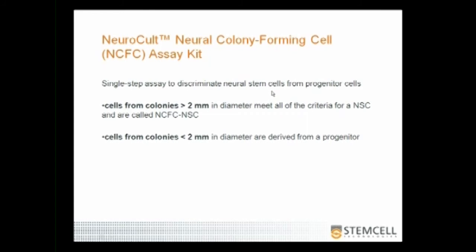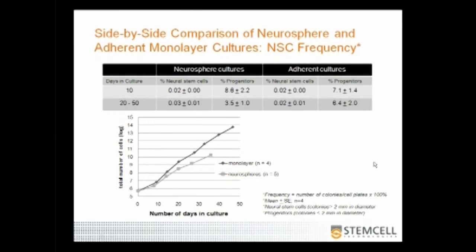We have validated that the cells from colonies greater than 2 millimeters in diameter meet all the functional criteria for a neural stem cell, and the cells from colonies smaller than 2 millimeters in diameter are derived from progenitors. The NCFC assay is a useful assay to enumerate neural stem cells and neural progenitor cells, and therefore we used it to compare the number of neural stem cells and neural progenitor cells from Neurosphere cultures and adherent monolayer cultures.